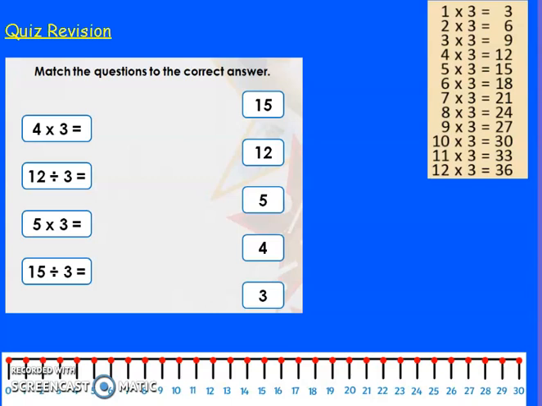Welcome back. Have you had a go at that in your book? Let's see what the answers were. 4 times 3 equals 12. Give yourself a tick if you got that right.